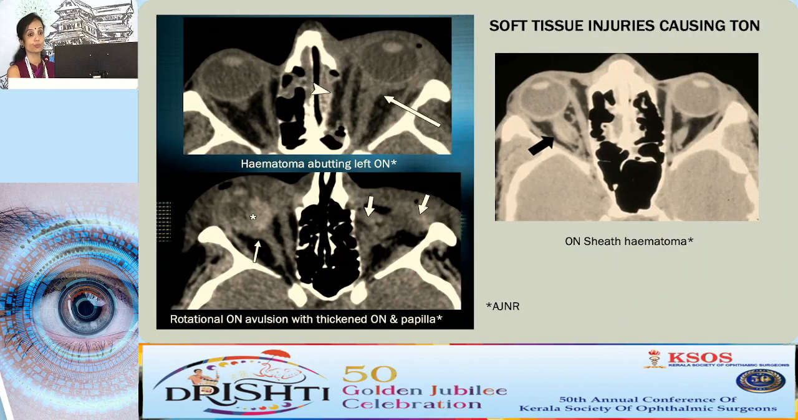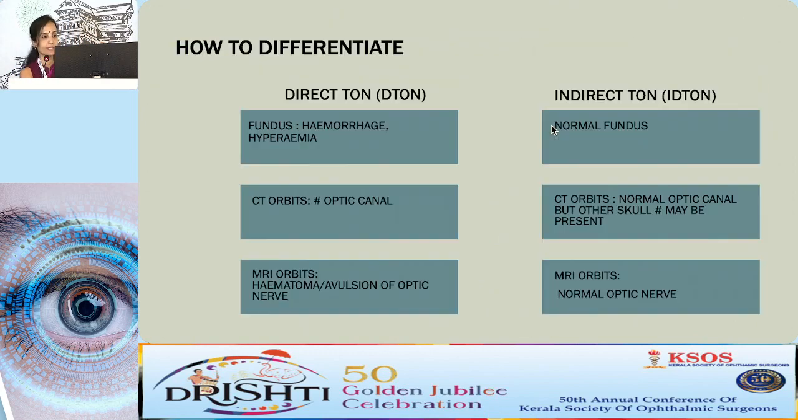Soft tissue injuries can also produce traumatic optic neuropathy. Like here you have this hematoma, which is abutting the left optic nerve, and here there is bilateral injury. Here there is avulsion. The left is a totally disorganized globe, but the right globe also has avulsion, and the optic nerve and the optic nerve head are thickened. And here is another picture showing the optic nerve sheath hematoma. So these pictures can be visible. These are some other pictures that will tell you axonal injuries can be picked up on MRI. So I've already described this.